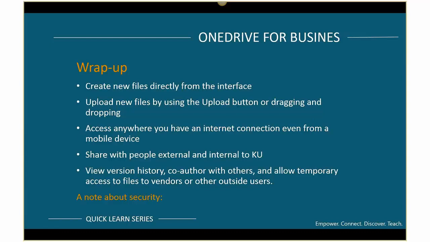One thing with the mobile devices, that's a place where if you use it, you'll need to sign in with your KU online ID followed by athome.ku.edu. So just a quick note there. We talked that within OneDrive for Business, you can share with people both external and internal to KU. And a couple of other features, you can view version history. You can co-author with others, of which I'll show when Susie and I open a document together with Office 365. And you can allow temporary access to files to vendors or other outside users.